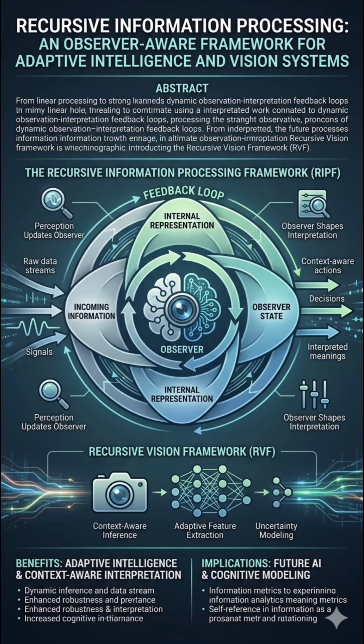Now, how does this recursive thing work? The paper introduces what's called the Recursive Information Processing Framework. RIPF, or let's call it RIP for short, just for fun. Here, instead of treating the observer as a thing that just receives information, the observer is in the loop, feeding back into itself. So every time information comes in, it's shaped by the observer's current state. And then, get this, the resulting interpretation updates the observer, setting the stage for what happens next. So it's like a never-ending loop. Observe, interpret, update, around and around.